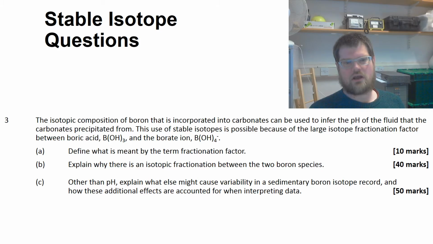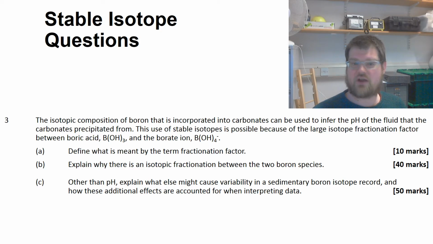The question then goes on to ask, in some separate parts, to define what's meant by the fractionation factor, which is a quite short answer question, and then two roughly equally weighted parts: why is there an isotope fractionation between the two boron species, and other than pH, what might cause variability in the isotope record that we might produce. Hopefully you'll realise that the second part, question B, is very similar to the first question. So if you'd done well on the first question and wrote lots about equilibrium isotope fractionation, this would have been a gimme.